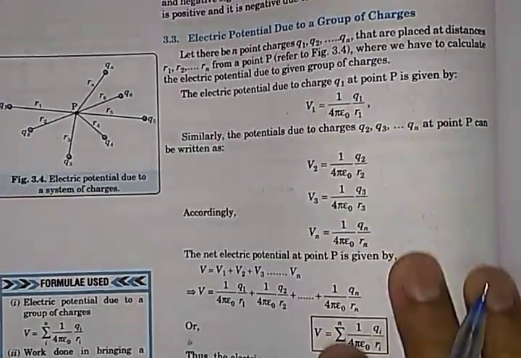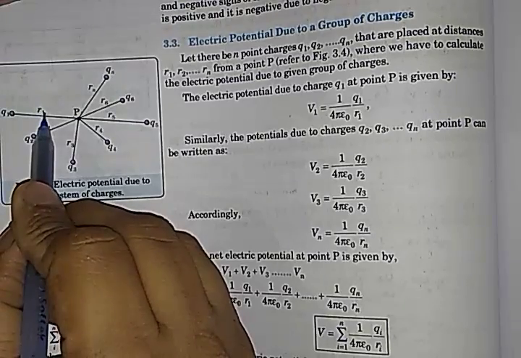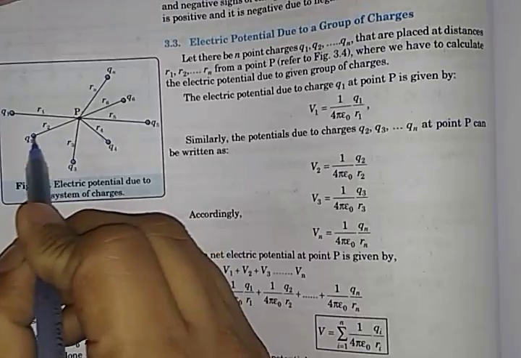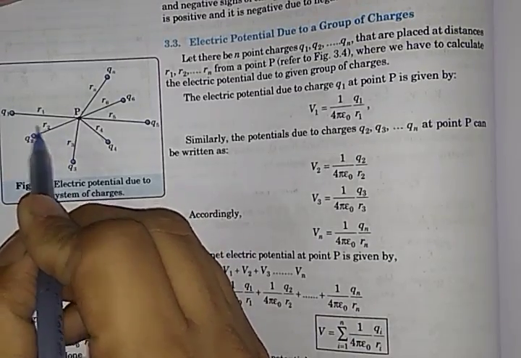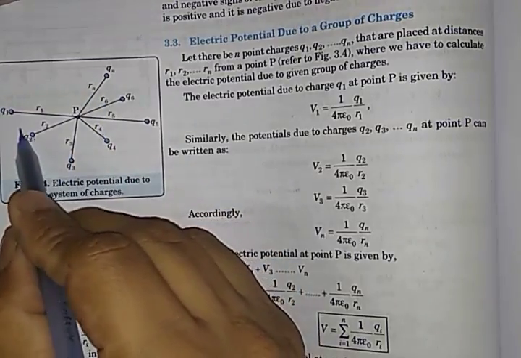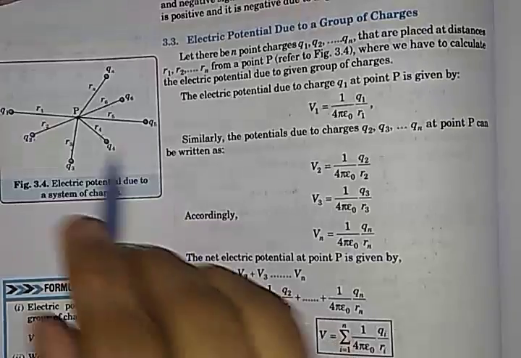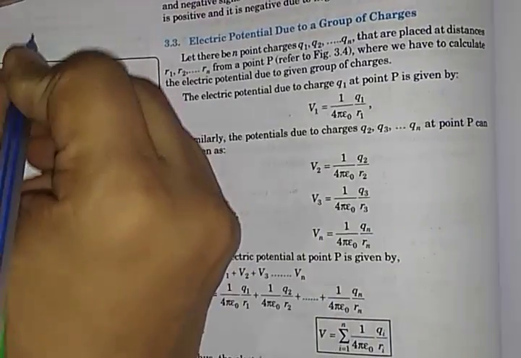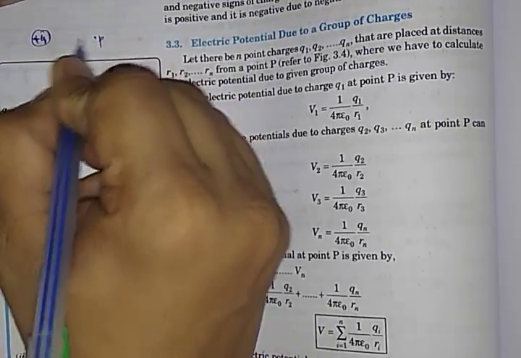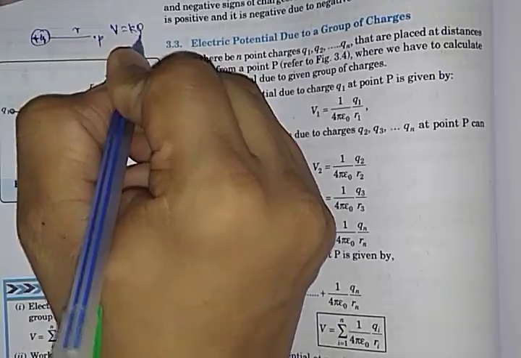Now see, from point P to charge q1, the distance is r1. From point P to the second charge, the distance is r2. Similarly, for 3, 4, 5, the position vectors are given. For the first charge, the potential: what is the formula for potential? If this is a positive charge and this point is at distance r, V is equal to k q by r.